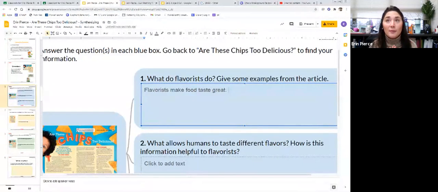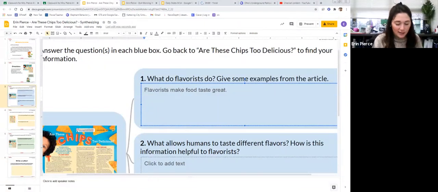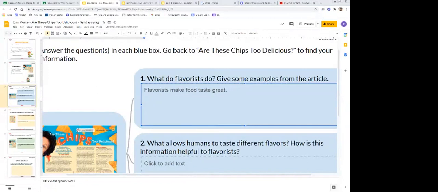What is an example from the article? They say examples. What are examples from the article? What are they making? What are they doing to make food taste great? Carter, do you have an answer to this? I've seen your hand is raised. Earlier I was going to say they work in factories to make food taste great. Yeah, they work in factories. But what are they doing? What is an example of something that they are doing to make that food taste great?